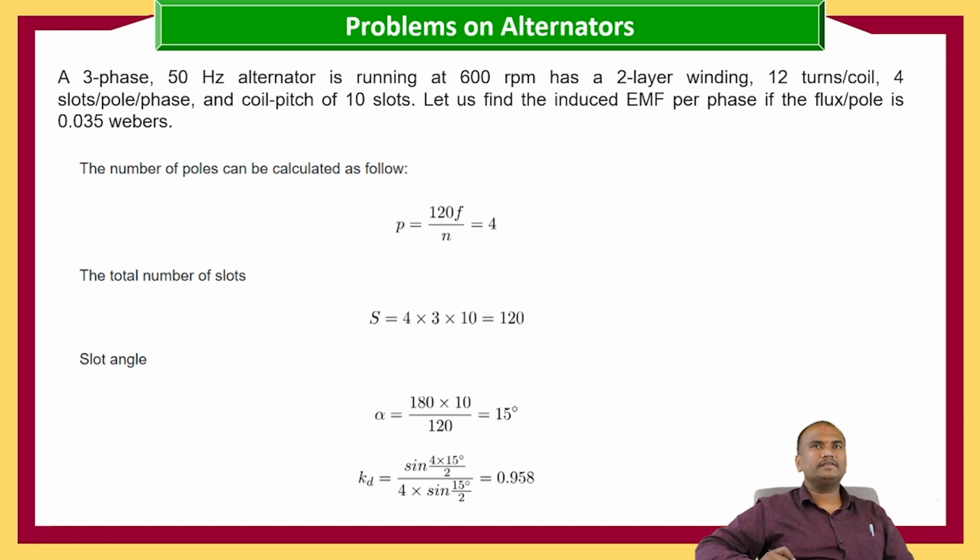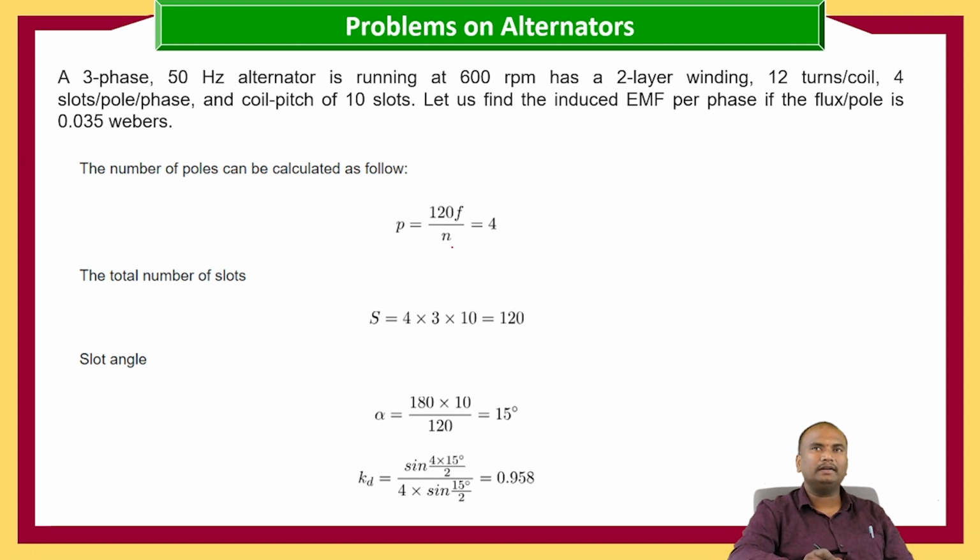Now, let us go with the problems. A 3-phase 50 Hz alternator is running at 600 RPM, has a 2-layer winding, 12 turns per coil, and 4 slots per pole per phase, and coil pitch of 10 slots. Let us find the induced EMF per phase if the flux per pole is 0.035 Webers.